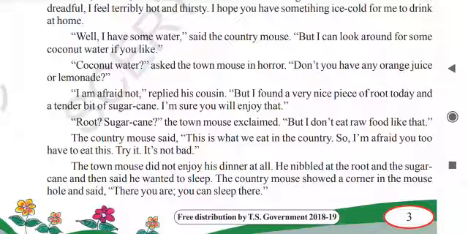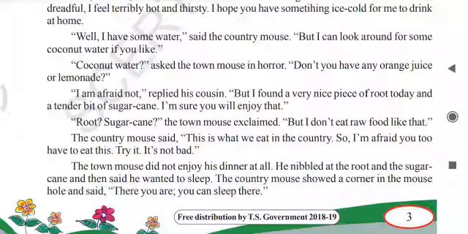Okay, next, the country mouse said, "This is what we eat in the country. So I am afraid you too have to eat this. Try it. It's not bad." So what did the country mouse say? "See, cousin, it's okay. Don't be afraid of that. Only these things are available in the countryside. So I am afraid you too have to eat this." Okay, there is no other way.